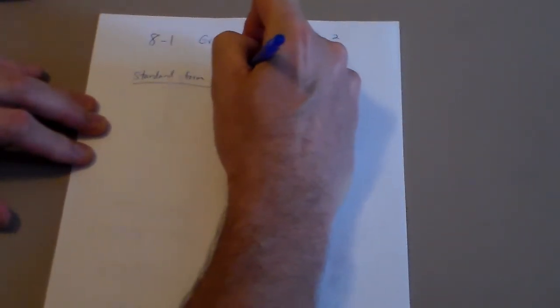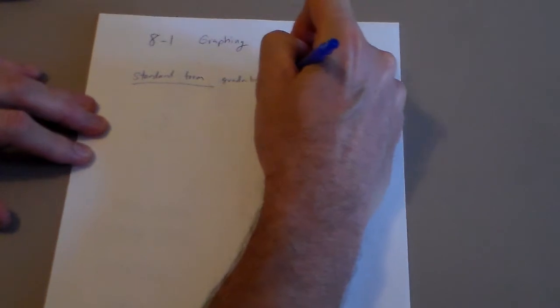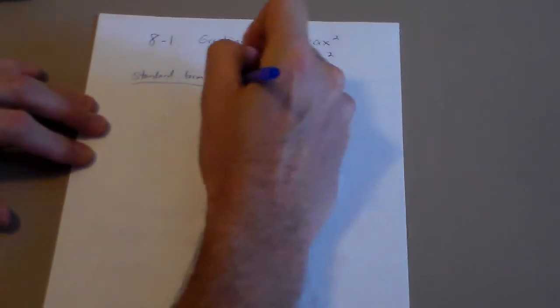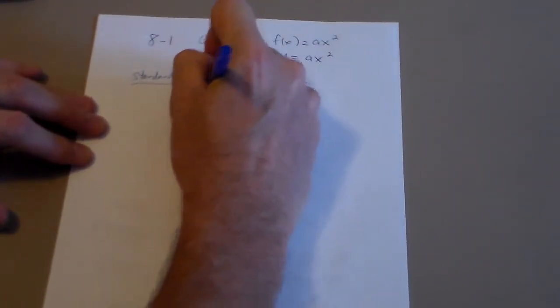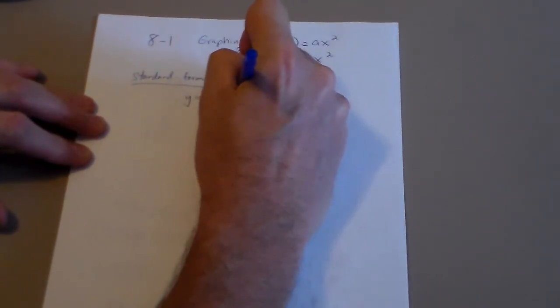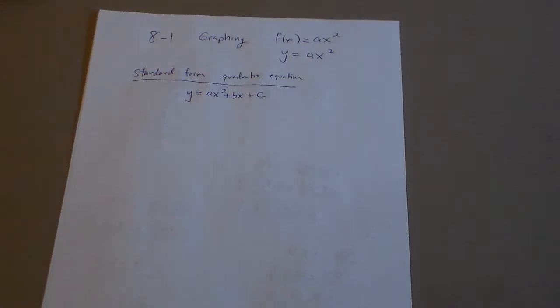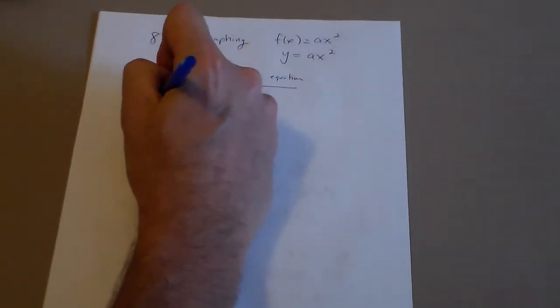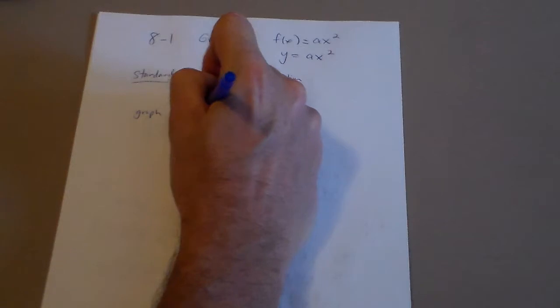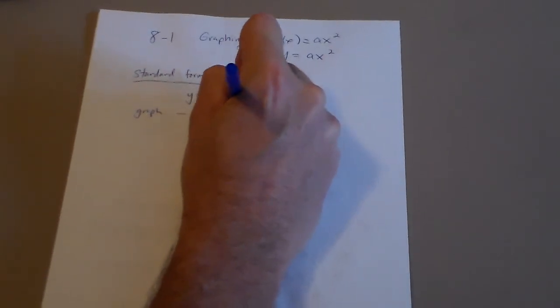of a quadratic equation looks like this. y equals ax squared plus bx plus c. That is standard form of a quadratic equation. What makes it quadratic is that squared sign. That's what makes it a quadratic equation. And when we graph it, its graph is called a parabola.